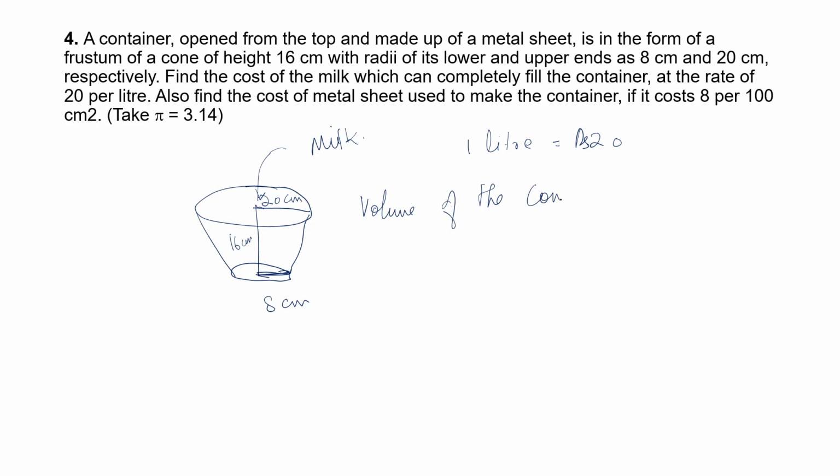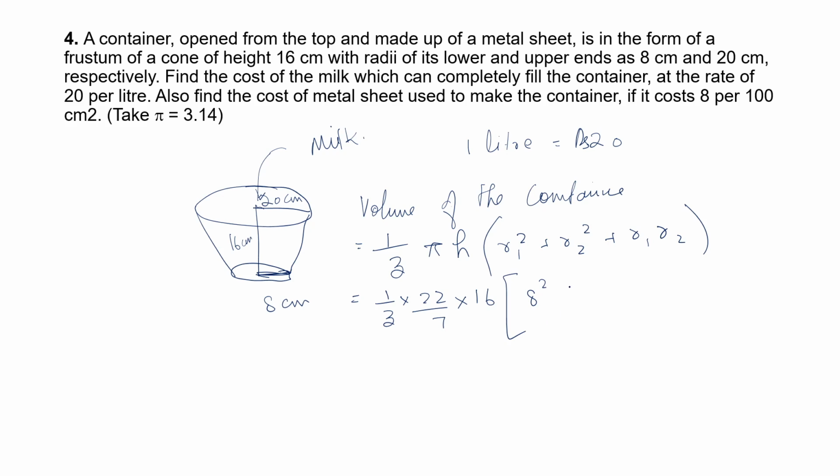Volume of the container means the formula for the volume of a frustum, because the container is in the shape of a frustum. So 1 by 3 pi h (r1 square plus r2 square plus r1 into r2). Just substitute the values: 1 by 3 into 22 by 7 into h, which is 16, into (8 square plus 20 square plus 8 into 20). So this is the total volume of this container. That means that much milk will be there in this.